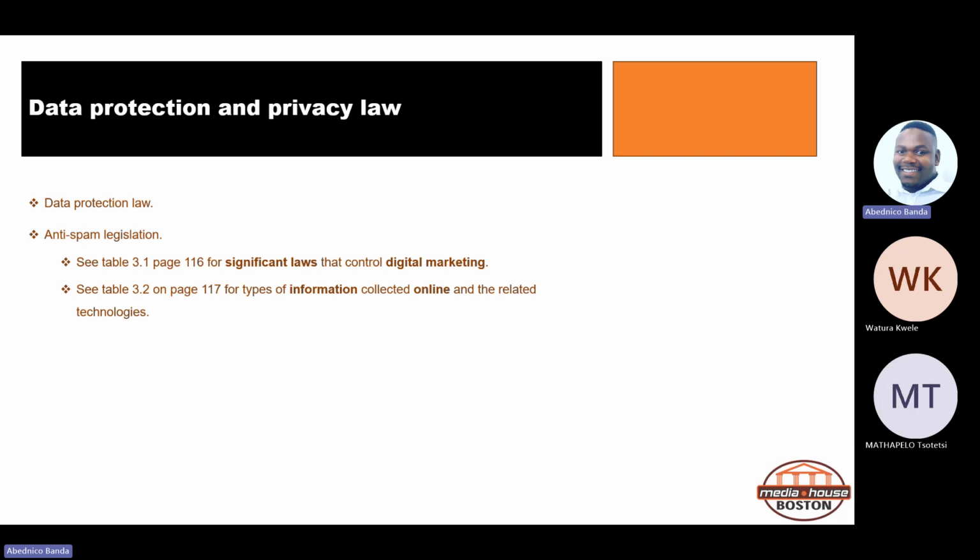You can see on table 3.1 on page 116, there are significant laws that control digital marketing. Then on the next page, you also have information collected online that is related to technologies. Remember, we have two sets of policies here: the laws from a country as well as the laws from platforms. Platforms have their own policies and regulations, saying you need to behave this way on this platform. If you do not, we can block your account, pause your account, delete your data, fine you, and so on.